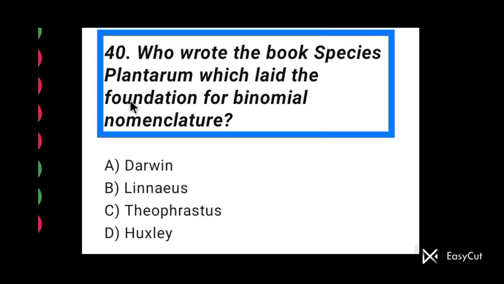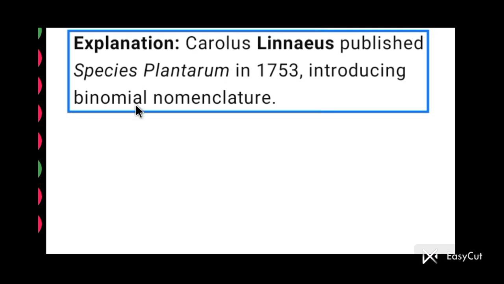Question number 40. Who wrote the book Species Plantarum, which laid the foundation for binomial nomenclature? Answer is option B, Linnaeus. Carolus Linnaeus published Species Plantarum in 1753, introducing binomial nomenclature.